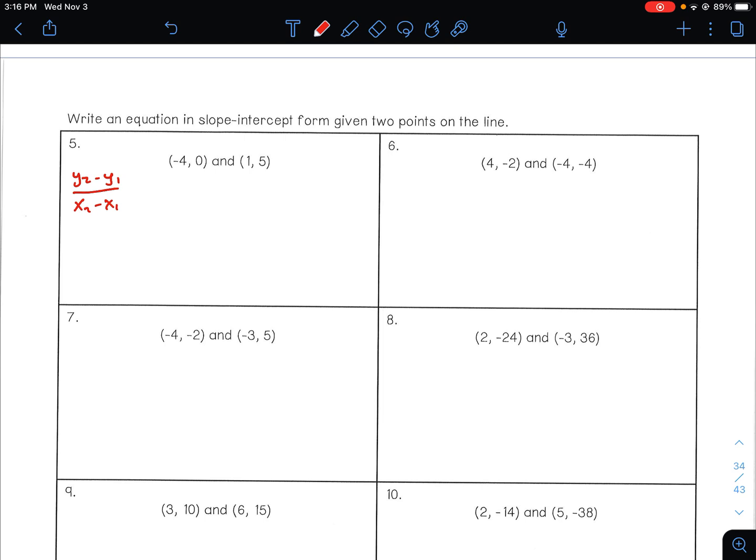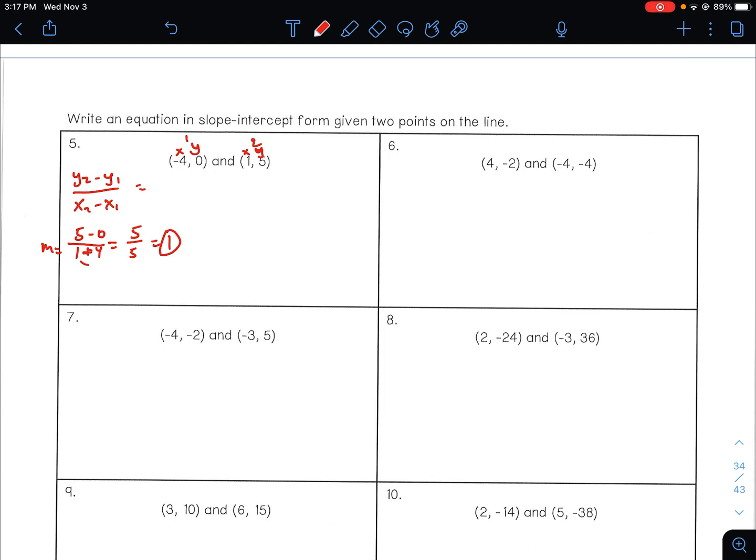So this will be point 2, this will be point 1, and this is x, y, and this is x, y. So y2 is 5, y1 is 0, x2 is 1, x1 is -4. Minus -4 is actually plus 4. So 1 plus 4 is 5. And 5 over 5 is just 1. So my slope, my m, is 1.